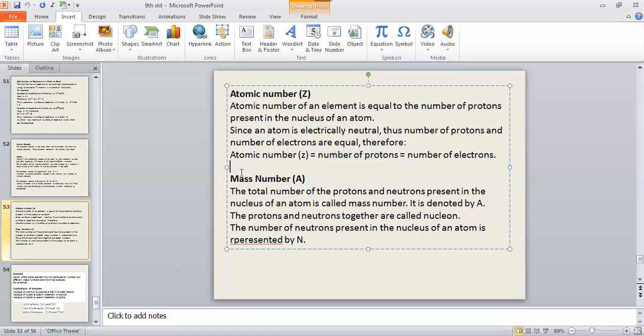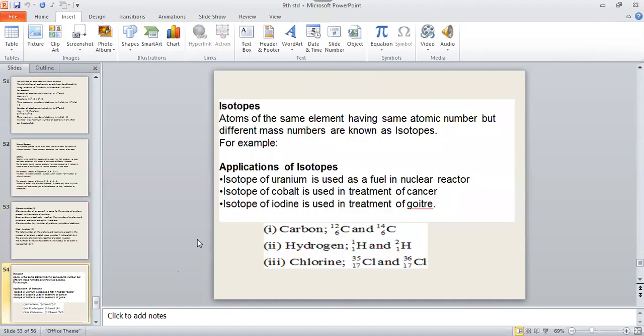Now mass number. Mass number is denoted by the symbol A, and it is the total number of protons and neutrons present in the nucleus of an atom. Protons and neutrons together are called nucleons. The number of neutrons present in the nucleus of an atom is represented by n. So that is about the mass number. These are the important concepts in the atom.